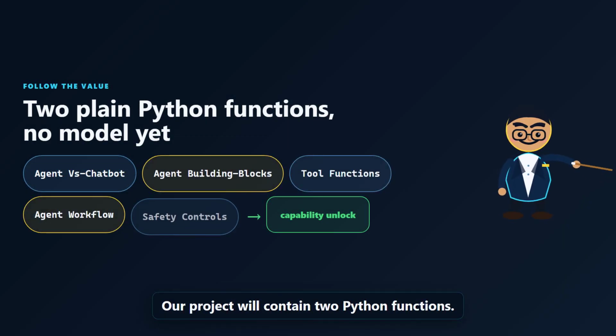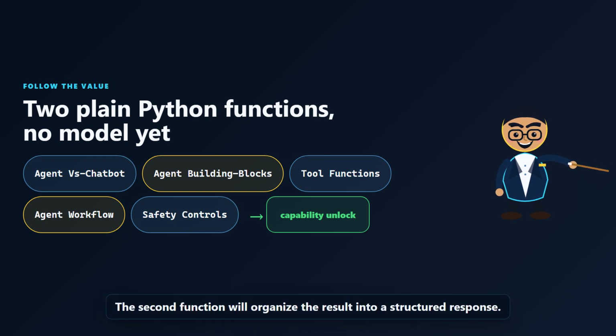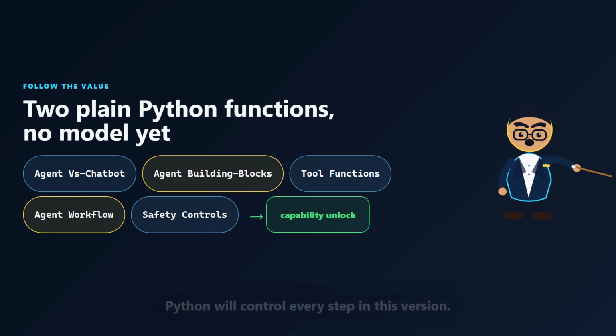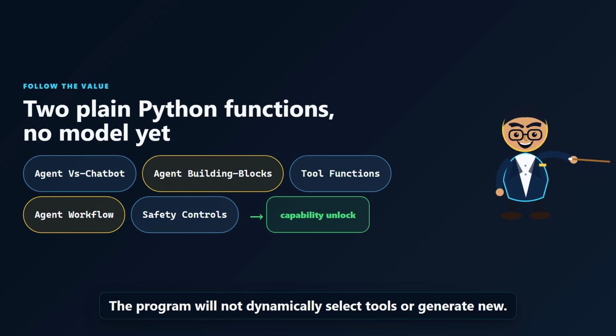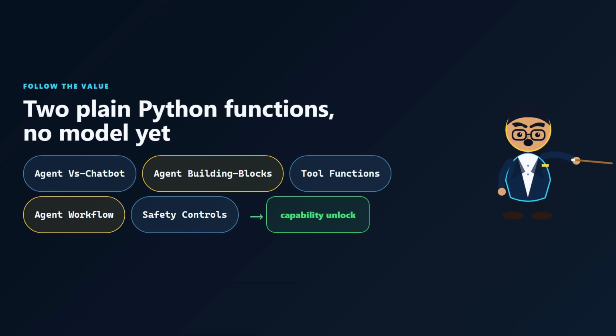Our project will contain 2 Python functions. The first function will look up information from a small local knowledge source. The second function will organize the result into a structured response. Python will control every step in this version. The program will not dynamically select tools or generate new information. That behavior will be added after we connect a language model.